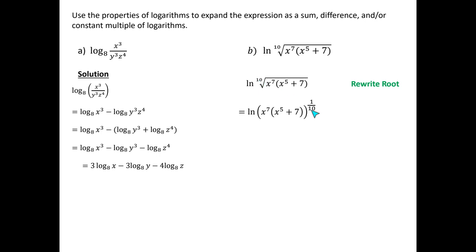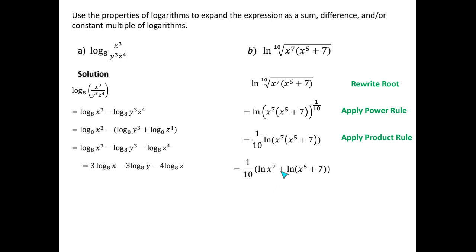So now let's see what's happening in the parentheses. In the parentheses, we have x to the 7th being multiplied by x to the 5th plus 7. So we can apply the product rule, or I guess let's take care of the exponent first. Let's move that exponent to the front, and now let's apply the product rule. So here we're going to have natural log of x to the 7th plus natural log of x to the 5th plus 7. And then we have this 1/10 that we can distribute into the parentheses.